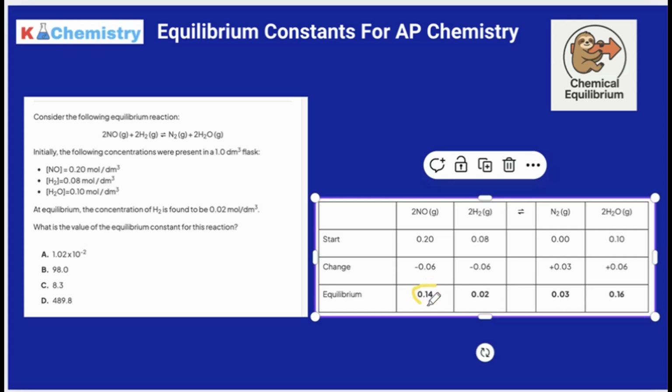Here 0.14 will be to the power of 2 as its mole coefficient is 2, and here the power is also 2. So I will get 0.14 to the power of 2 divided by 0.02 in the denominator, while the numerator is the products, one to the power of 1 and the other to the power of 2. I will get the result, which is 98.0, which is answer number B.